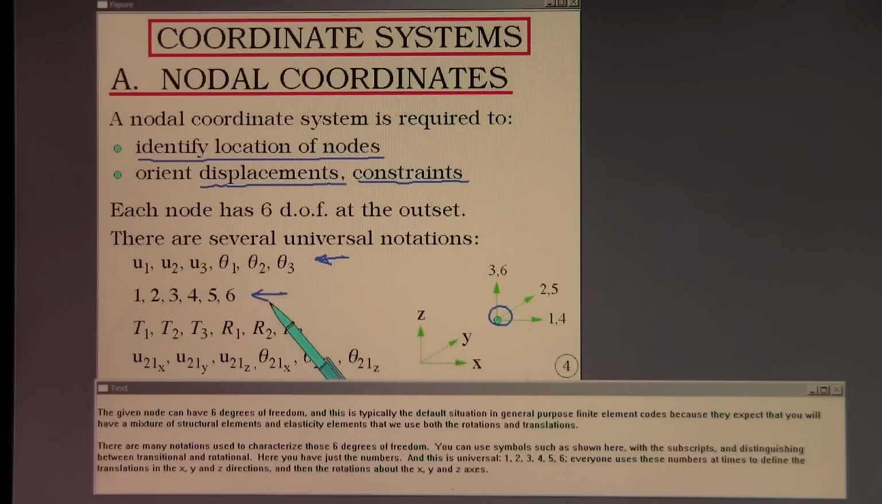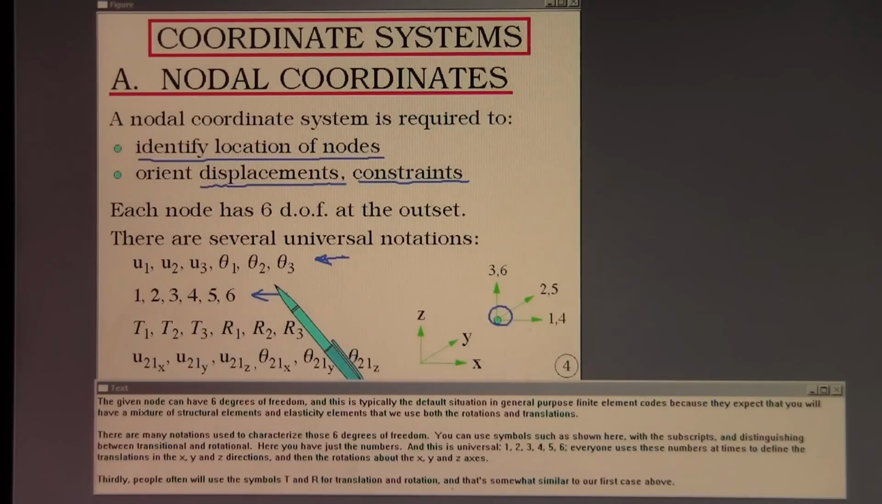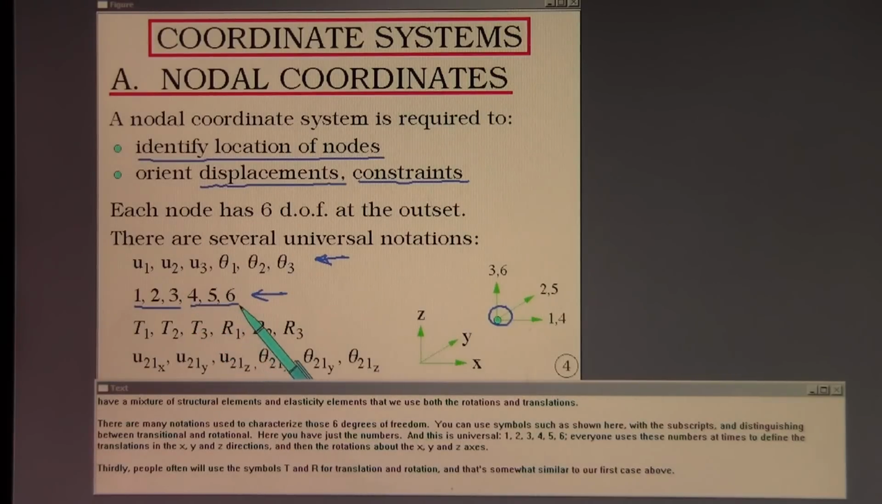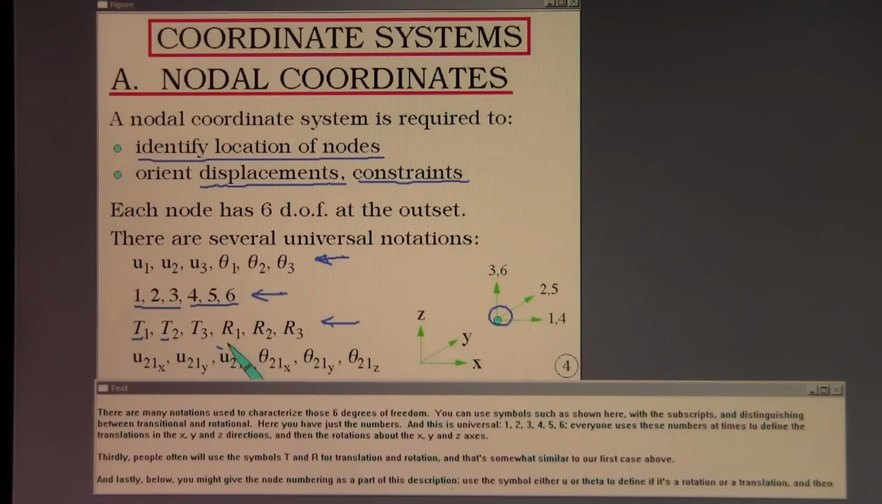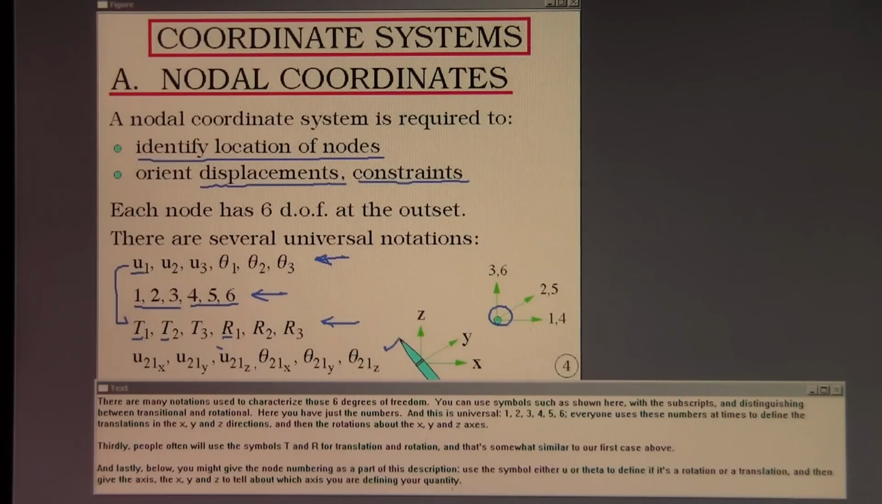Here you have just the numbers, and this is universal: 1, 2, 3, 4, 5, 6. Everyone uses these numbers at times to define the translations in the x, y, and z directions, and then the rotations about the x, y, and z axes. Thirdly, people often will use the symbols T and R for translation and rotation, and that's somewhat similar to our first case above. And lastly, below, you might give the node numbering as a part of this description.